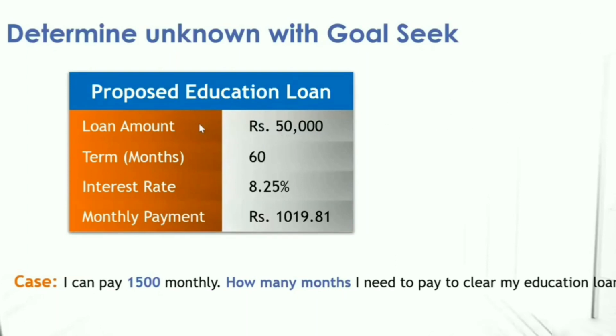Suppose this is the loan amount. मैं एक example लेता हूँ, we are going to cover it in detail also. Let us suppose this is a loan amount, this is the term, and this is the interest rate, and based upon these 3 figures there is a formula, और उस formula से क्या निकल गया? Monthly payment. Simple. Let's say this is a sample calculation that we have done.